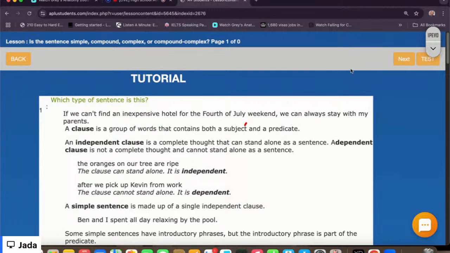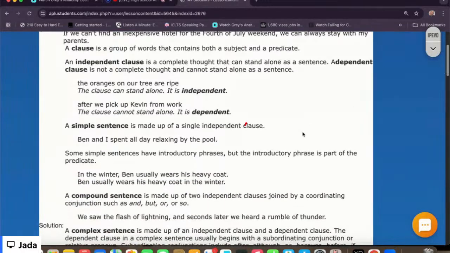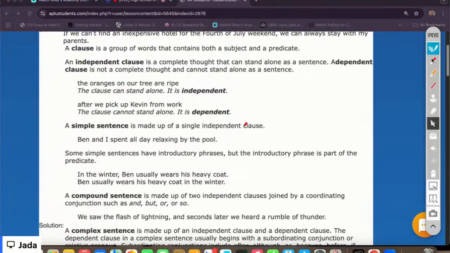So we have: is the sentence simple, compound, complex, or compound-complex? We already have the clause and we know what the clause is. We know the dependent clause and independent clause. Now, a simple sentence is made up of a single independent clause. Remember that an independent clause is a complete thought and it can stand alone. Ben and I spent all day relaxing by the pool.